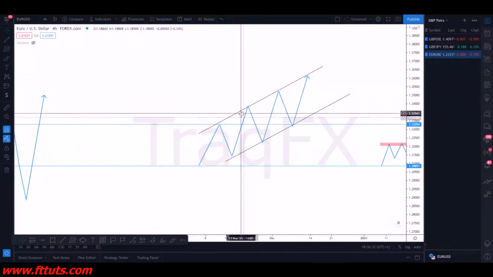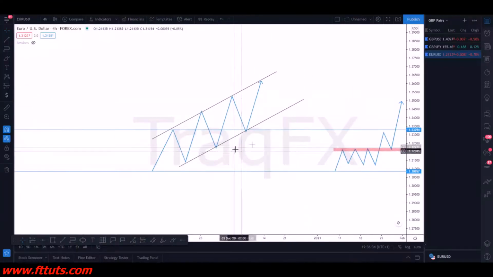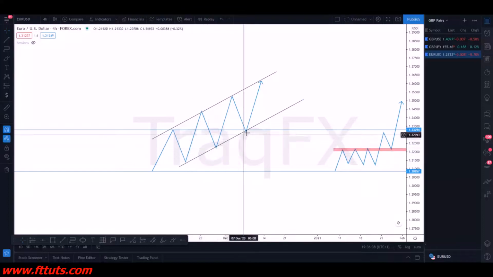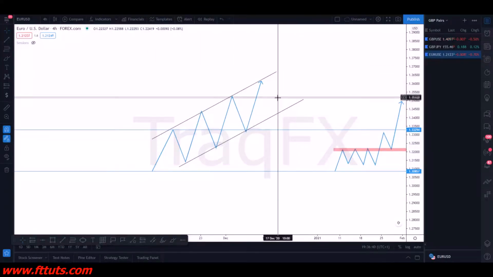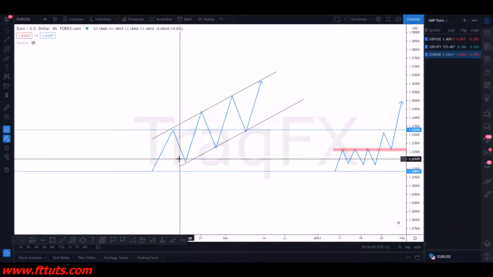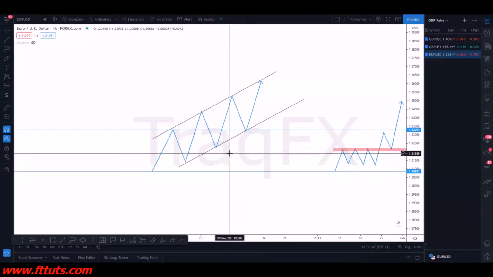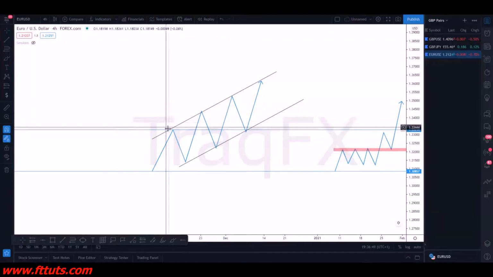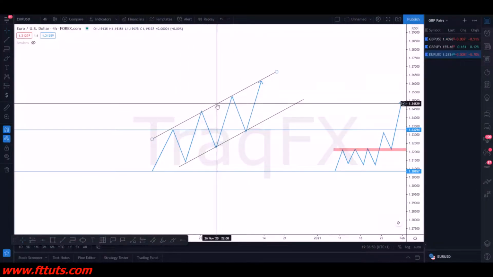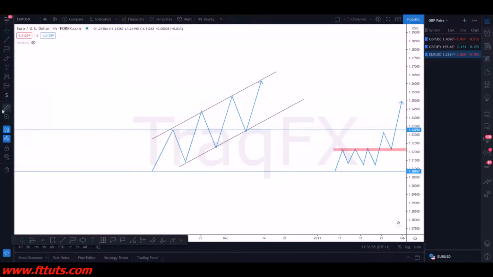But this liquidity right over here is called flag pattern liquidity, dynamic support and dynamic resistance. It's basically support that's moving up and resistance that's moving up. And what we're told is to buy every time this level gets touched, and sell every time this level gets touched. That's what we're told to do.